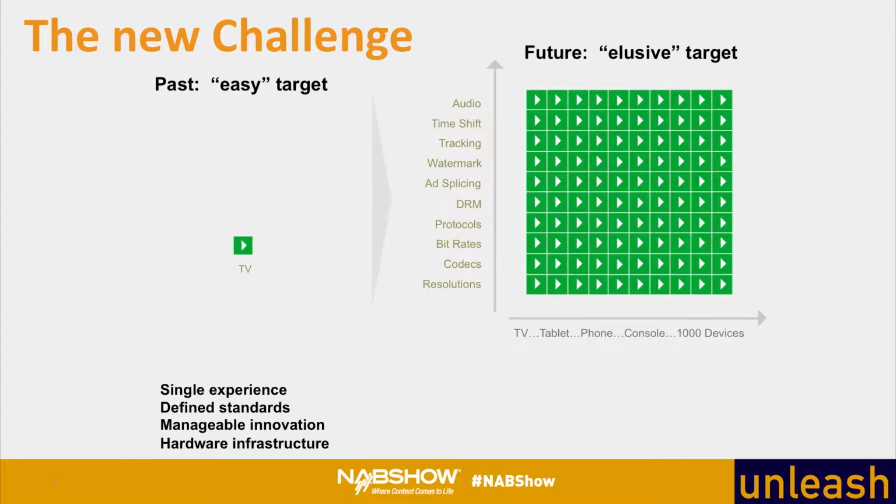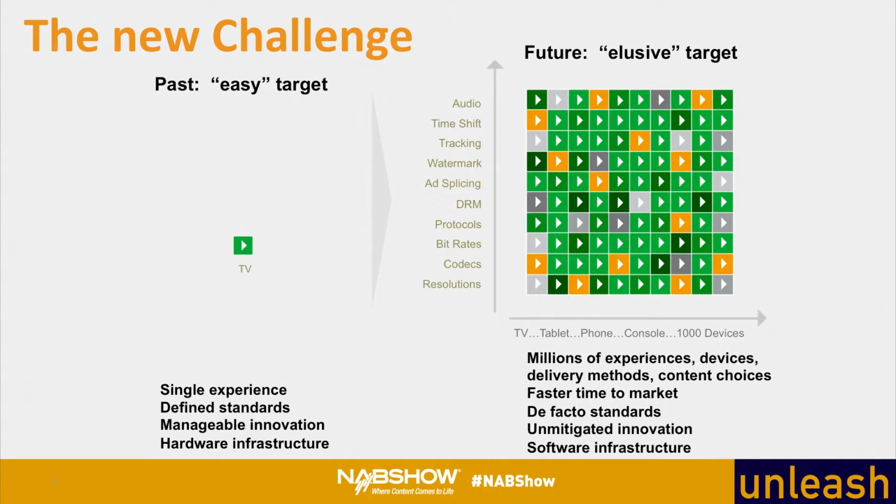What we see in the future, the elusive target is a range of these set of devices that is millions of experiences, devices, delivery methods, content choices, and on top of that, more from a business perspective, faster time to market. Right? We're seeing companies coming up with ideas, with concepts, with only a few people in their workforce, and innovating and getting acquired by other companies. So the speed to market matters a lot. In addition to that, there is the software infrastructure that is at play, right? So there is a big difference in terms of what companies were forced to do earlier compared to where we are today.